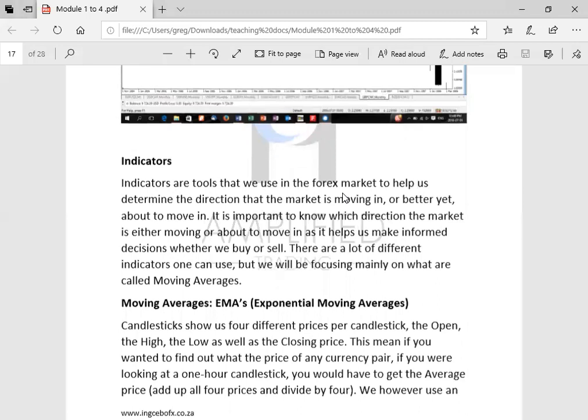Now indicators, right? So we spoke about indicators and what they can do for your trading. A lot of people have been asking me about this indicator, that indicator, this one generates signals and all that stuff. I mean, some of them are just pretty, right?